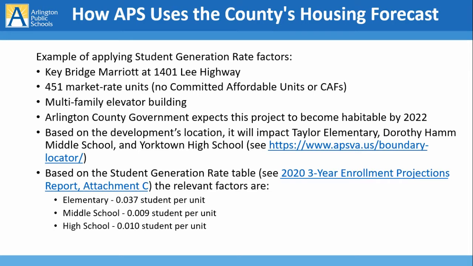So based on the student generation rate table, and we put a link to the 2023 enrollment projections report, and noted that you'll find that in attachment C. In attachment C is where you'll find the student generation rate table. So based on that table, the relevant student generation rates for this type of project at the elementary level would be around 0.037 students per unit on average. For middle school, it'll be 0.009 students per unit on average. And for high school is 0.010 students per unit on average. And again, this will vary based on location in the county, affordability level, and type of unit. Is it a single family detached home or high rise, mid, or garden? Next slide, please.